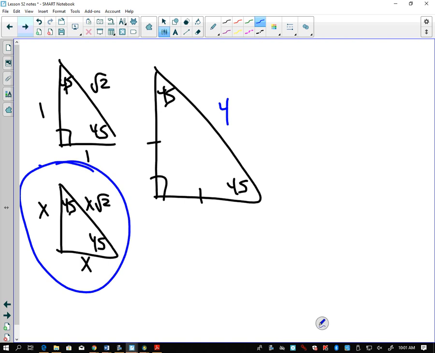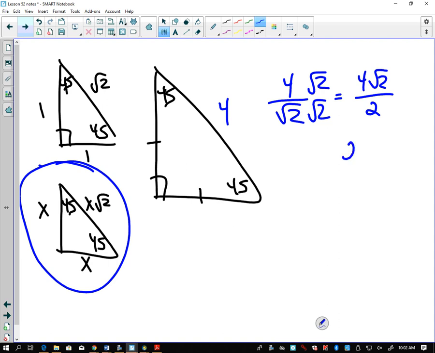Let's say I knew x radical 2 and I wanted to get back to x. How would I get rid of the radical 2 to just get x? I would divide by radical 2, right? So if I want to get these other sides, I would take 4 divided by radical 2. Well, I can't leave it like that, correct? What do I have to do? Multiply by radical 2 over 2, right? That's going to give me 4 radical 2 divided by 2. Can I simplify that? Yeah, and what is that answer? 2 radical 2, which means this is 2 radical 2, which means this is 2 radical 2.